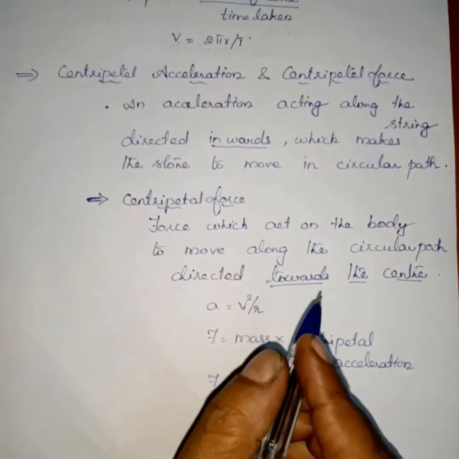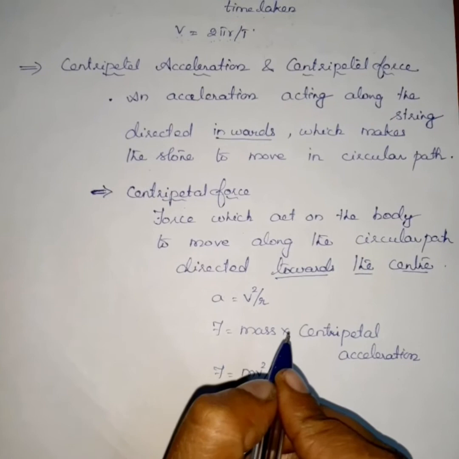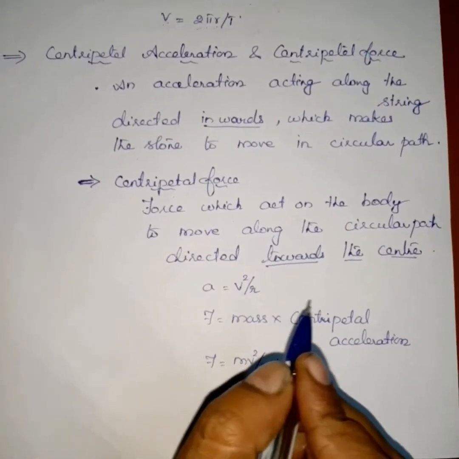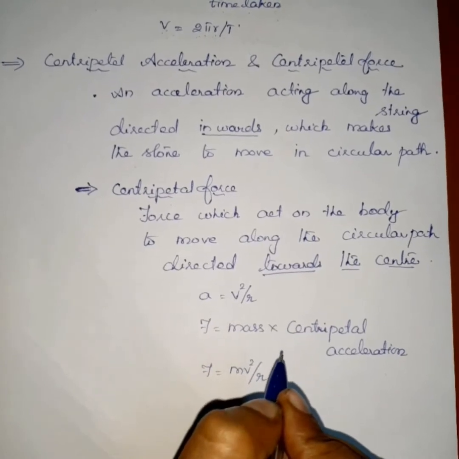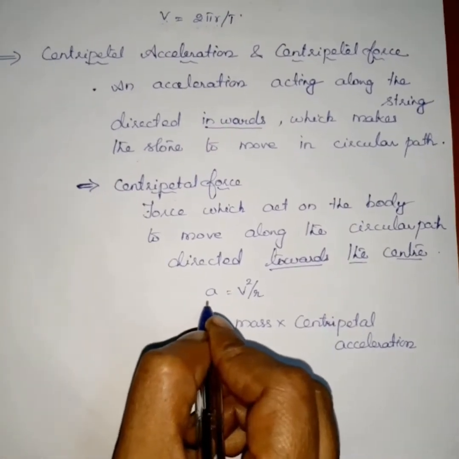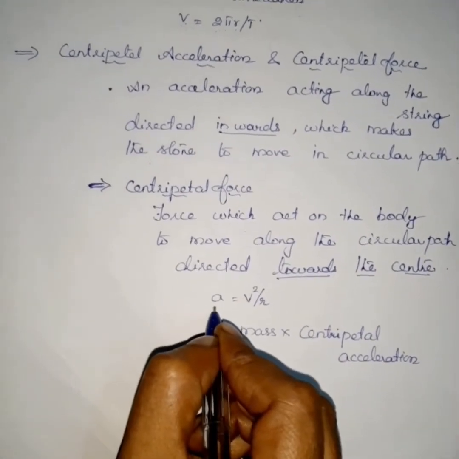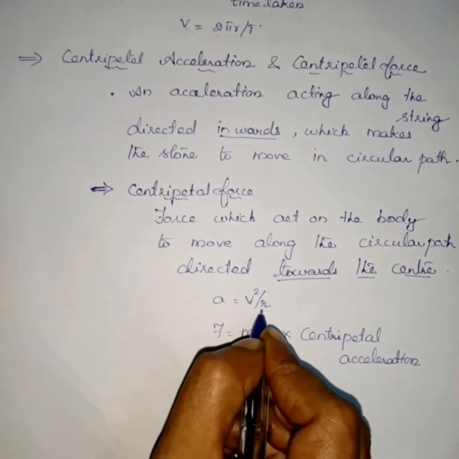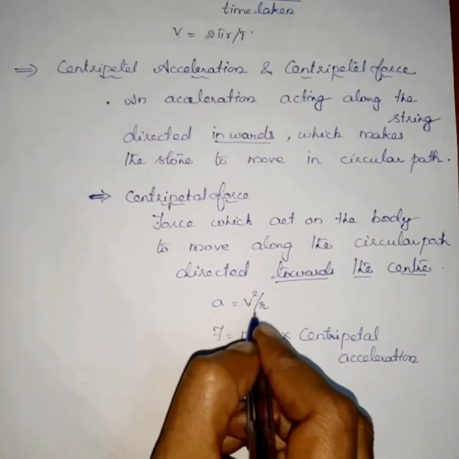Let us consider an object of mass m moving in a circular path. The radius is r and the velocity is v. What is the acceleration? Acceleration is equal to v square by r, where a is acceleration, v is the velocity, r is the radius. So the formula is a equals v square by r.